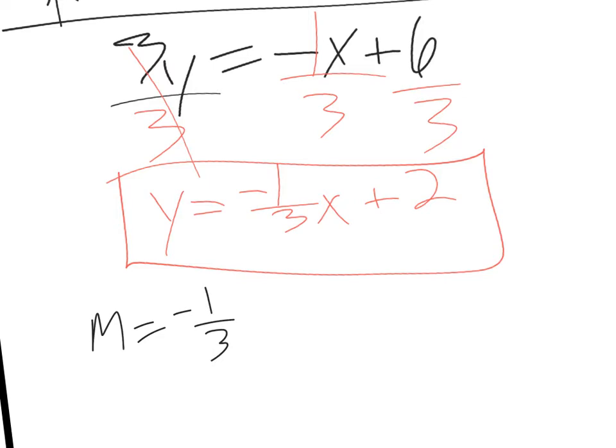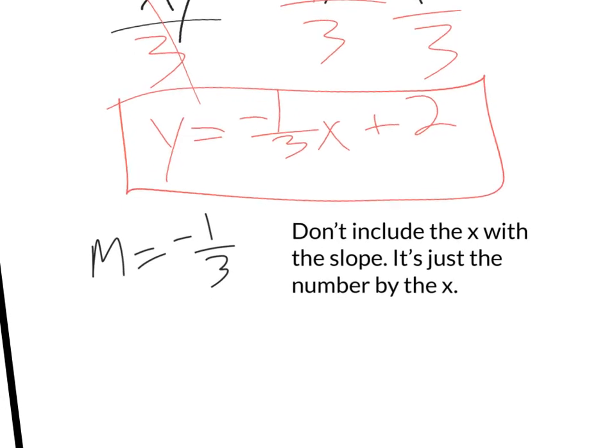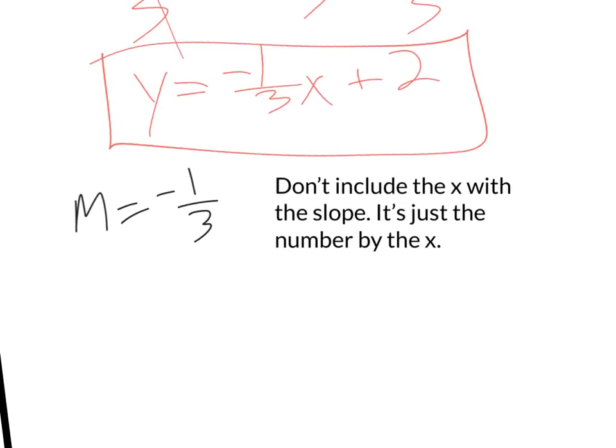And don't include the x by it. It's just the number by the x. Okay, and then what is the b? That's the number that's by itself. B by itself. So the 2 is by itself. It says plus 2, so I'll just write down a positive 2. This is your y-intercept. That tells you where to start.